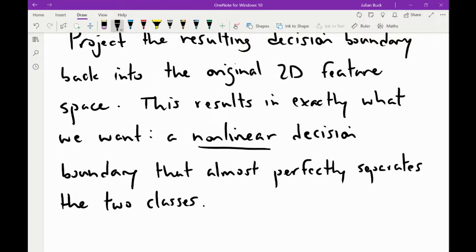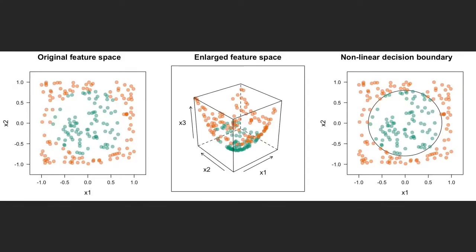All right, so just going back to the image one more time. The idea is, in the second picture, the middle picture, we form a plane through the points to separate them. And then we look at the projection, in some sense the shadow of that plane, back down in the original feature space x1, x2. And what does that projection look like? It's exactly the nonlinear circular decision boundary given on the right. So it produces precisely what we're hoping for.